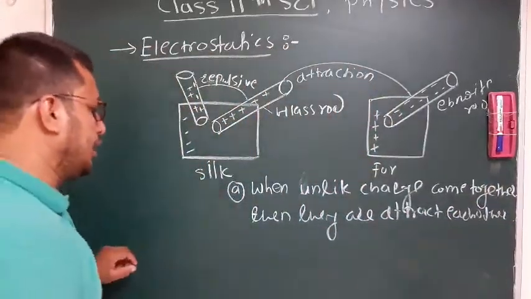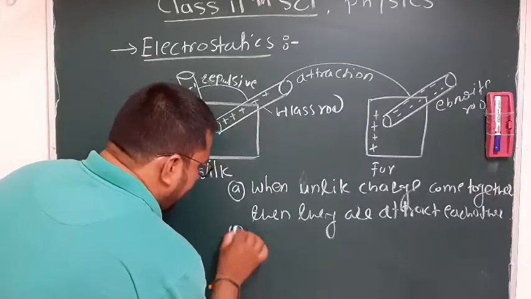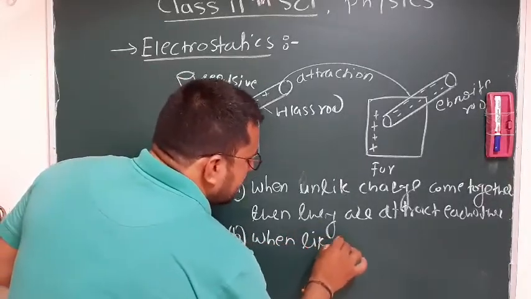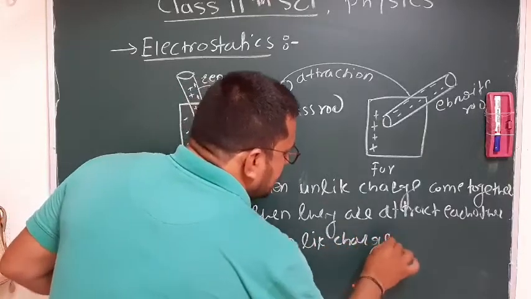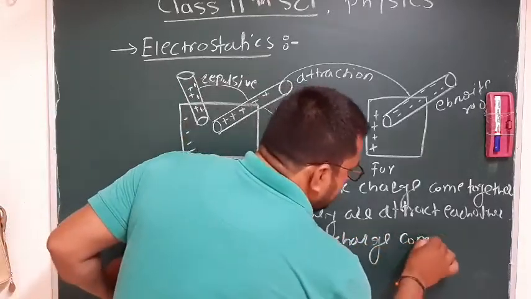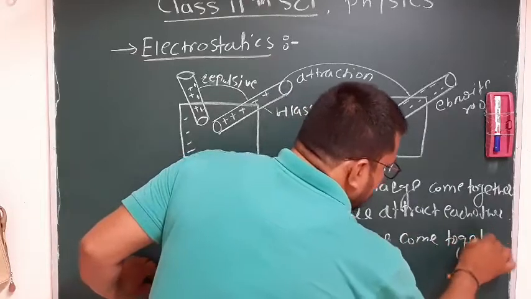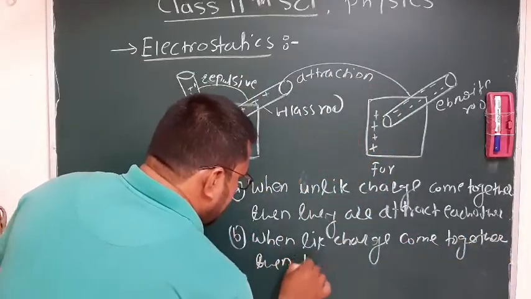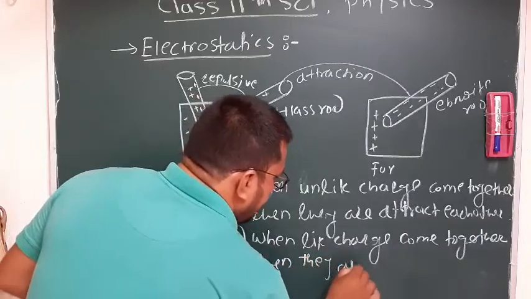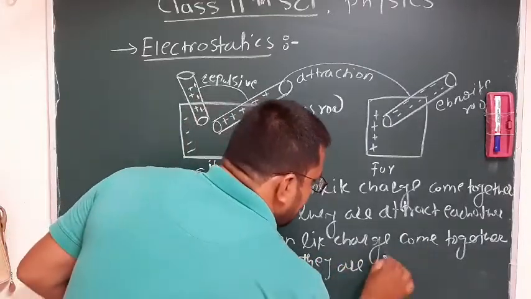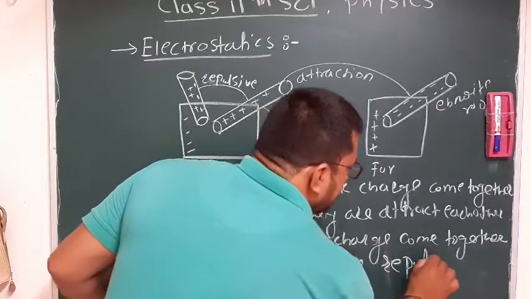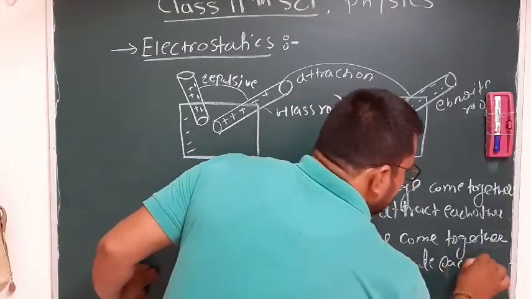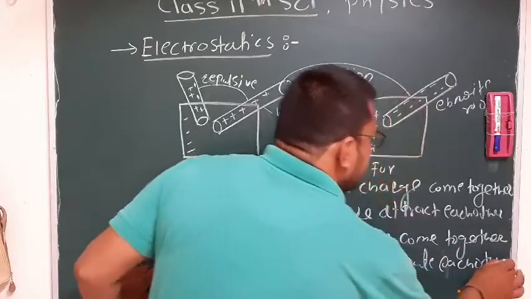And the second conclusion is that when like charges come together, they repel each other. It means what?